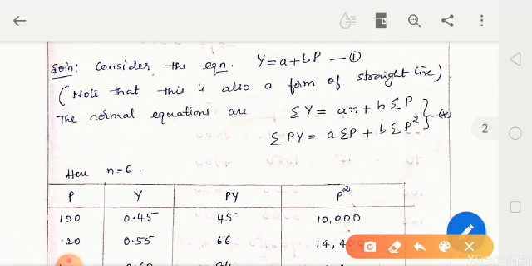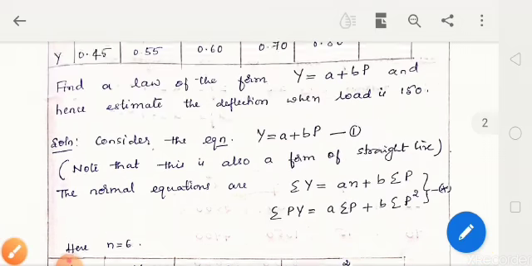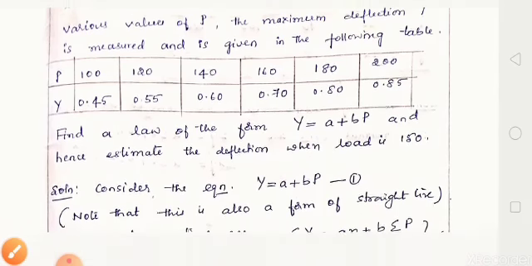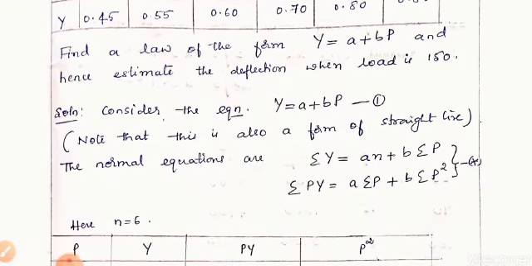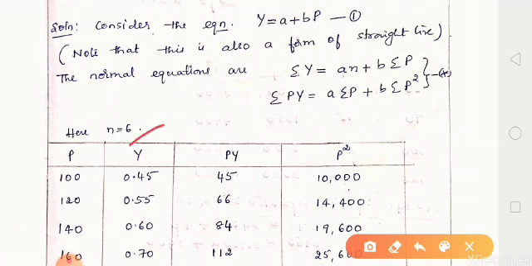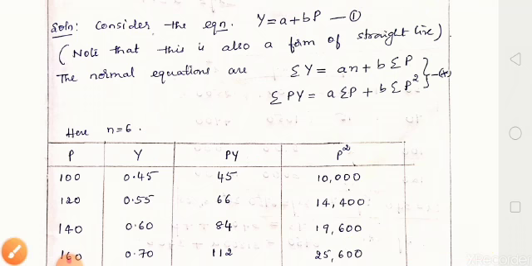Now we have to find values for summation y, summation p, summation py and summation p square. Note that totally 6 values for p and y are given. So here n equal to 6. Next, we prepare a table with the columns p, y, p into y and p square. Values of p and y are given, we have just tabulated here.